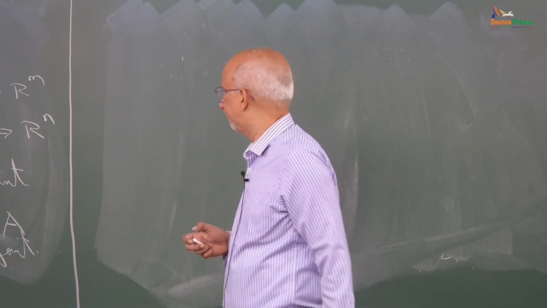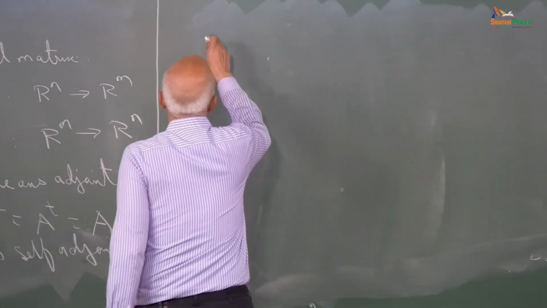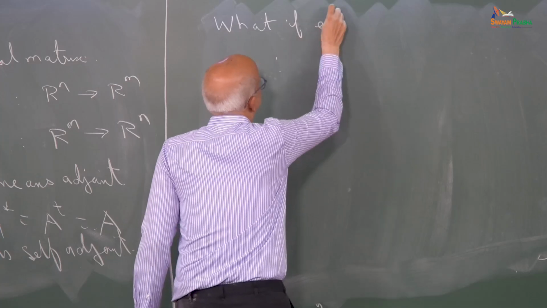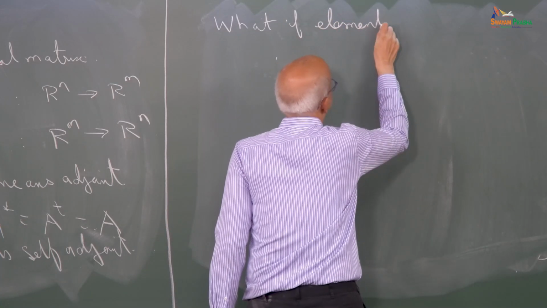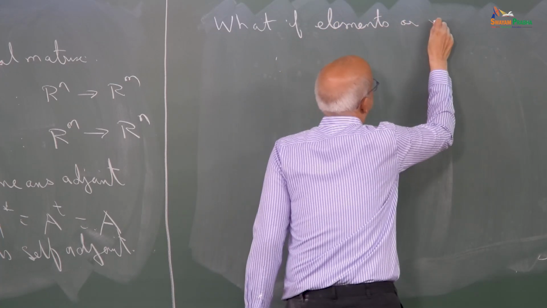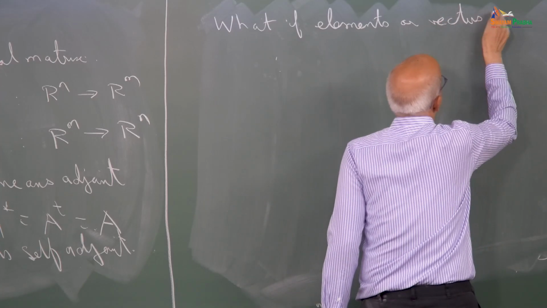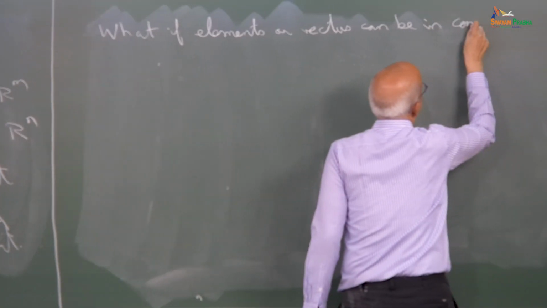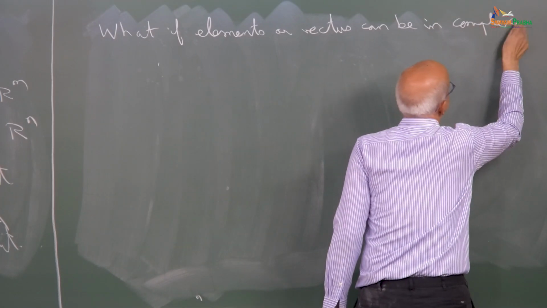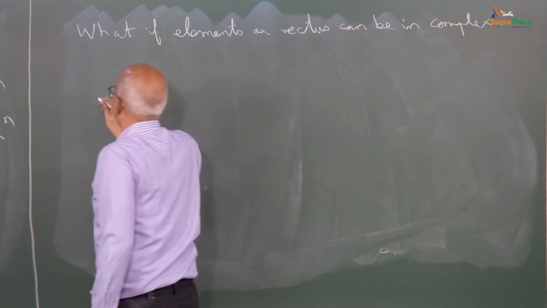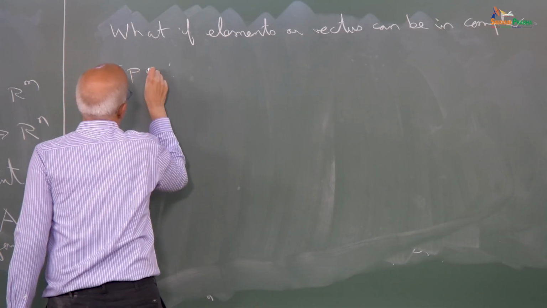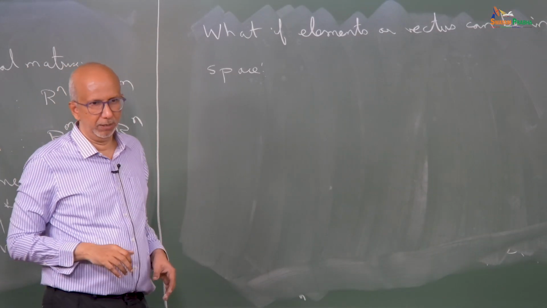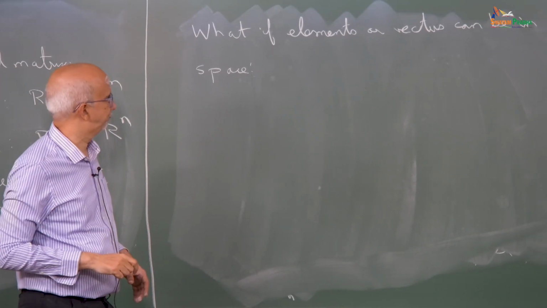So, you need to be able to generalize it to the situation where the vectors can actually have complex elements. So, what if the elements or the vectors can be in a complex space? I mean, complex means some imaginary part is there. Complex does not mean complicated, it means imaginary, square root of -1.